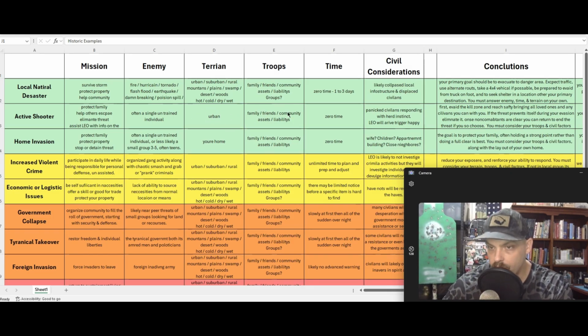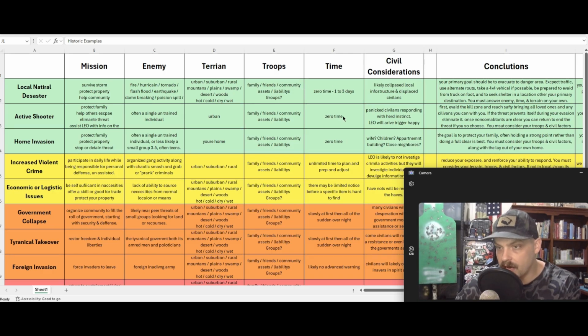Troops: family, friends, community. Who's an asset? Who's a liability? Who's out with you normally? Who do you go to the grocery store with? Who do you take to the movies? Who do you go to the concert with? Whatever your life is, who's around you? Who's going to help you in these situations? How can they help you? And who do you need to take care of? And in what ways do you need to take care of them?